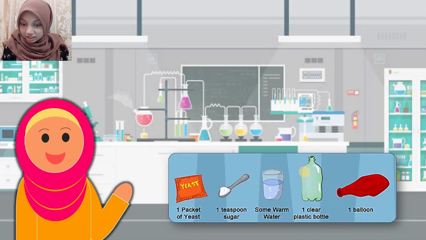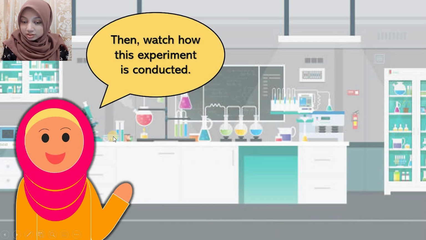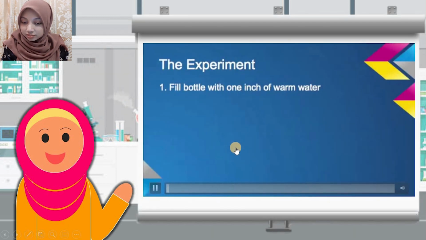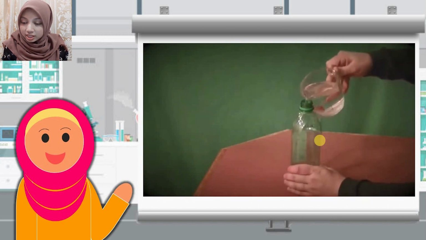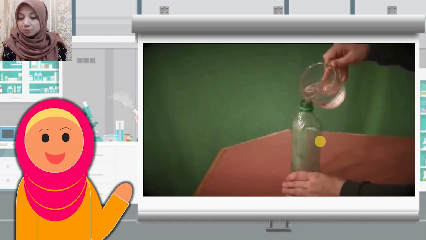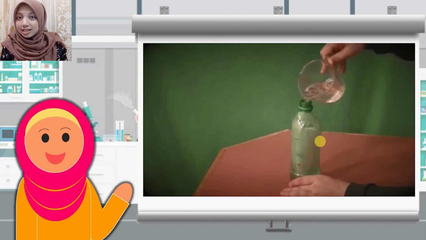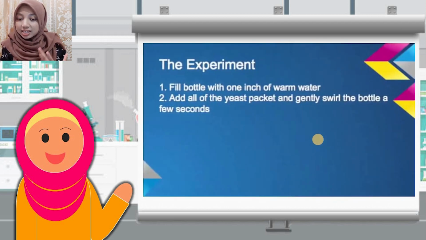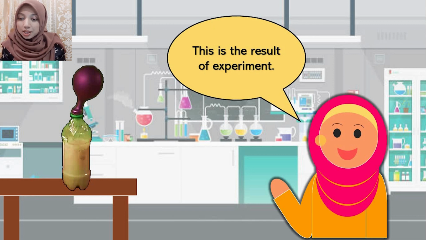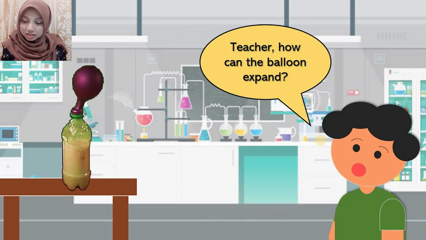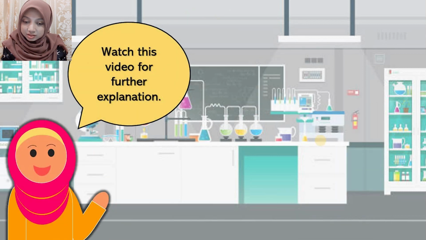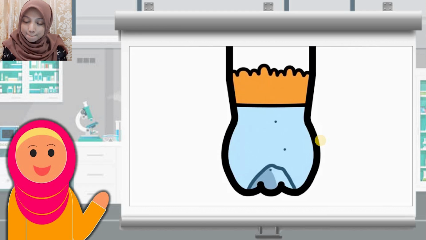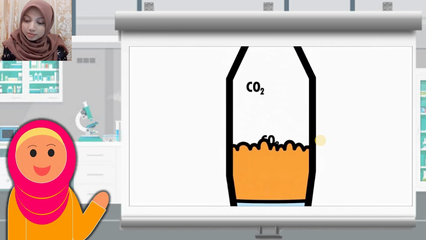First experiment. Let's prepare the material. Then, when you're ready to begin, fill the bottle with about 1 inch of very warm water. Teacher, as we all know, carbon dioxide is. Watch this video. As the yeast digests the sugar, it releases carbon dioxide into the air.